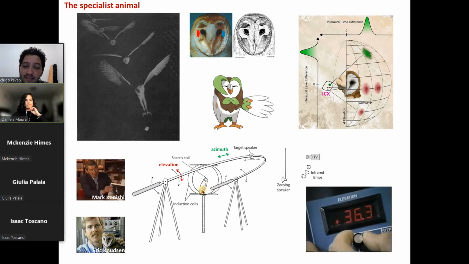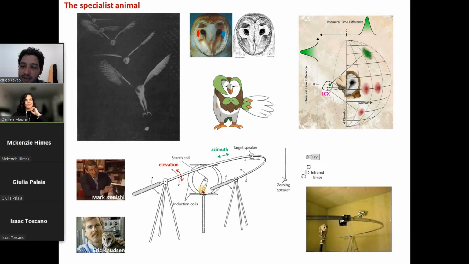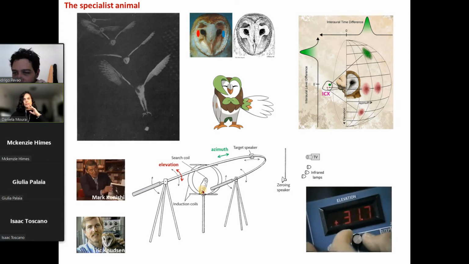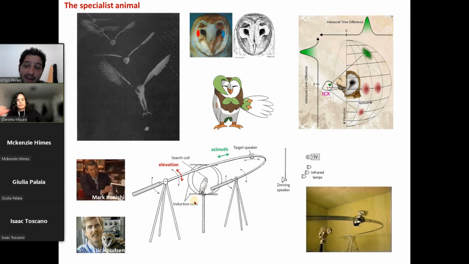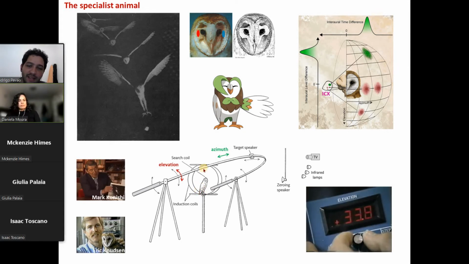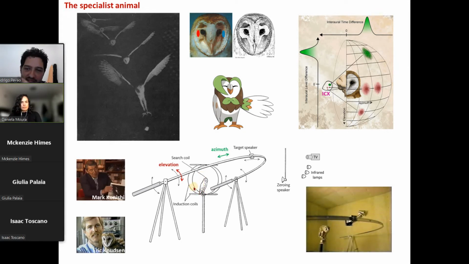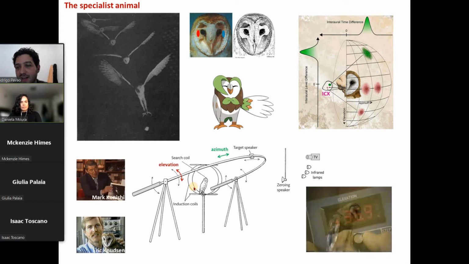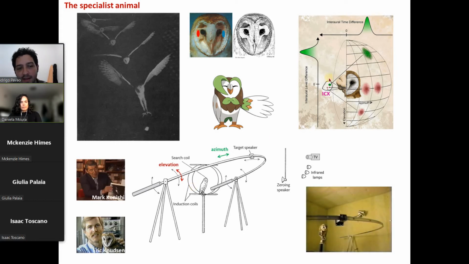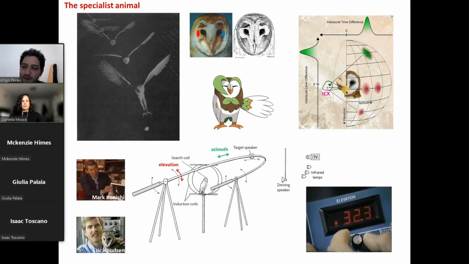And even the behavior is perfect for doing experiments. They just sit there in a ball, and when it hears the sound, it stares to where the sound came from, and after it stares for a while, it goes there and hunts. So it's very easy to do behavioral experiments and to really see where this owl is looking. It has the eyes that it doesn't move; it just moves the whole head. So it's super easy to do experiments with owls.